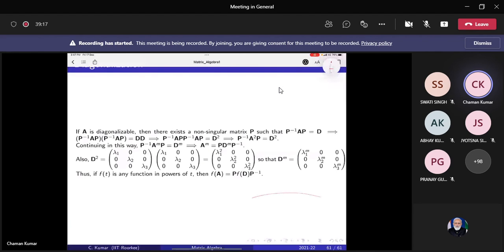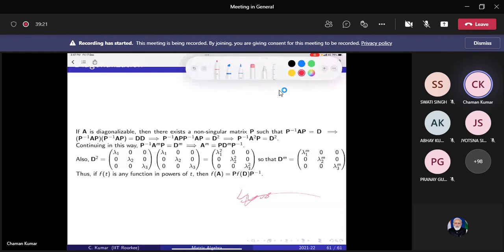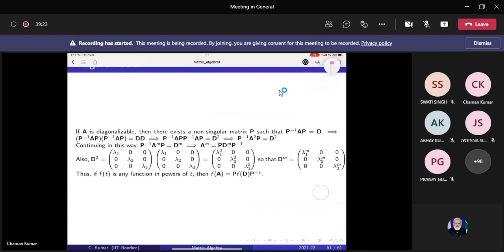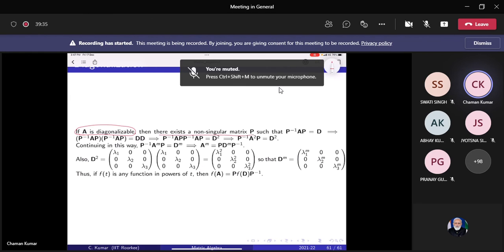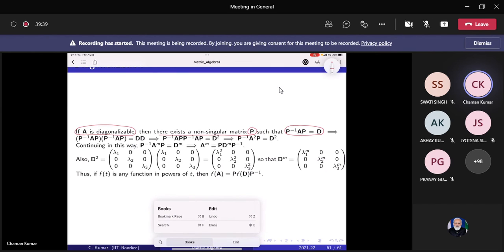Now we have another important result here. It says that if A is diagonalizable, then there exists a non-singular matrix P such that P inverse AP is equal to D. This is from the definition of a diagonalizable matrix.